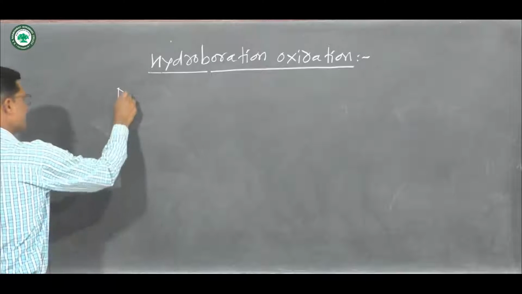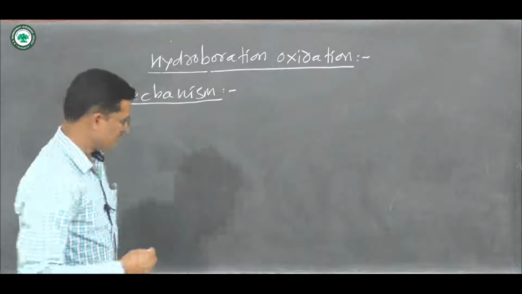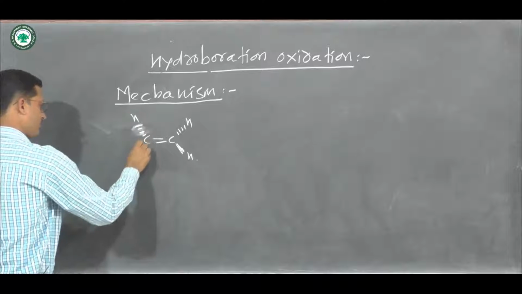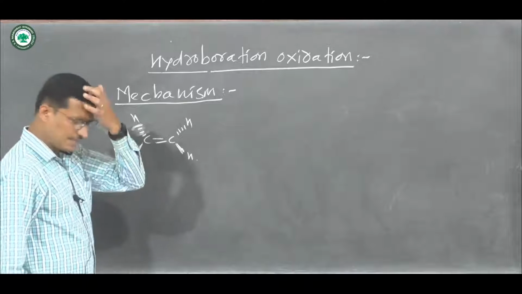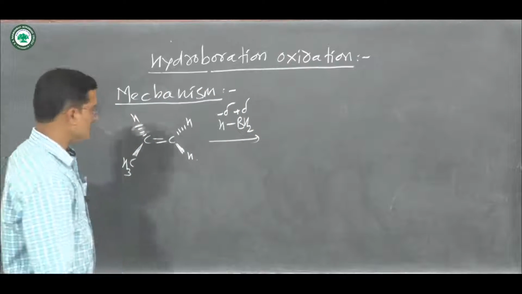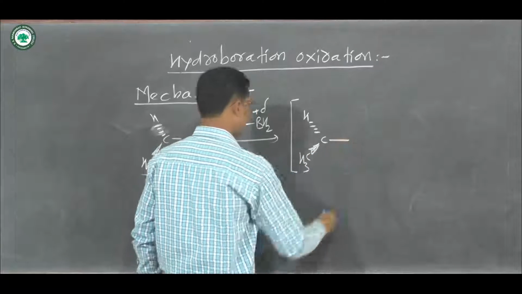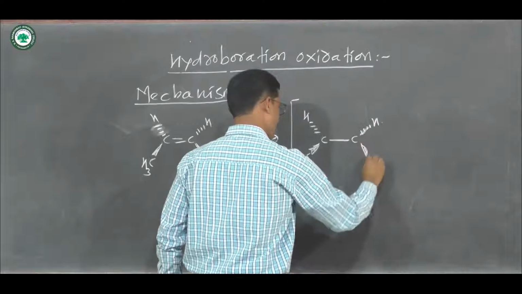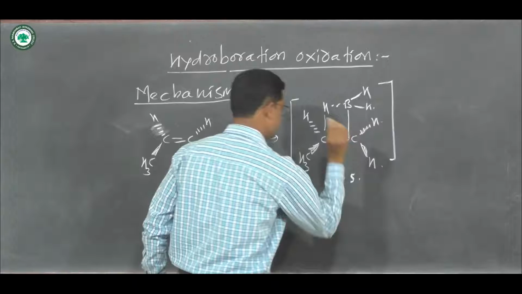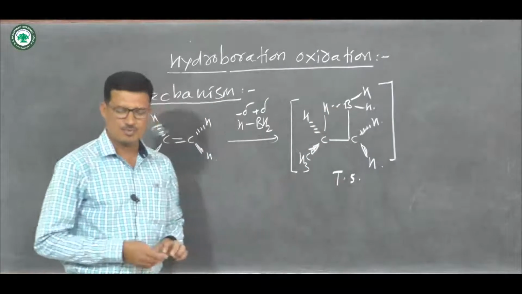So we see the mechanism. Take the simple alkene here. Suppose this is the alkene, then we add the diborane. What happens? There is a formation of a transition state. In this way, there is a formation of a transition state, and you know this transition state has some cyclic character, because these two carbons, boron and hydrogen form a four-membered transition state.